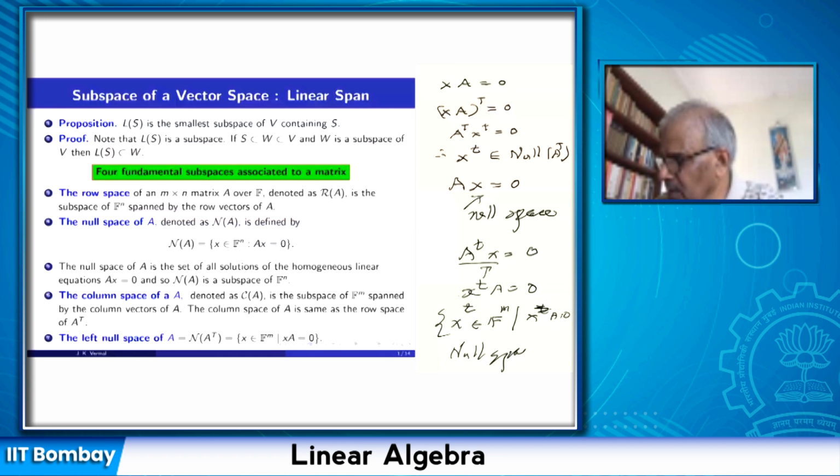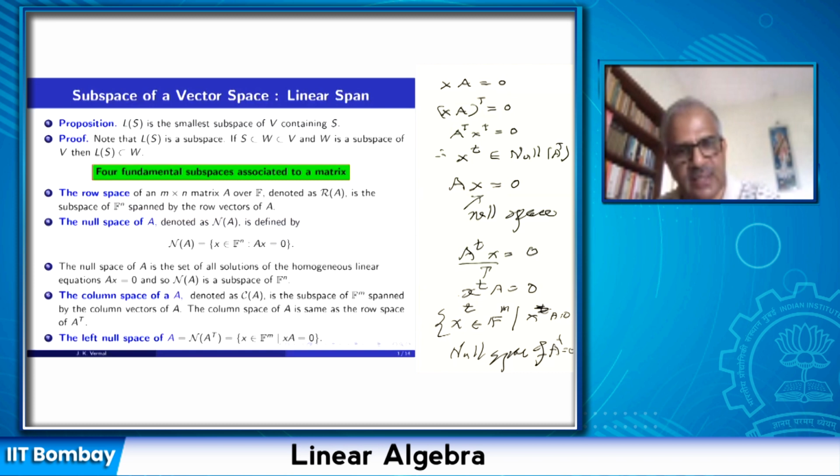So corresponding to a given matrix A, I can look at two homogeneous systems of linear equations, Ax equal to 0 or A transpose x equal to 0. The set of all x which satisfy Ax equal to 0 is the null space, and the set of all x which satisfy xA equal to 0 is simply the null space of A transpose. So I have two null spaces and I have two row spaces, the row space of A and the row space of A transpose.